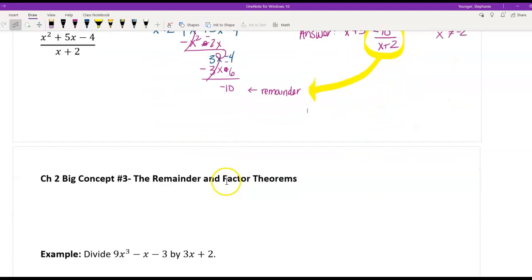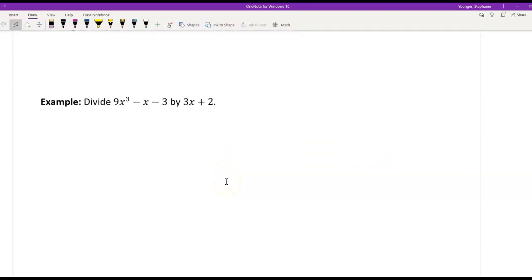All right, let's keep going. Let's do another example. We're going to divide 9x cubed minus x minus 3 by the quantity 3x plus 2. So here we have the 3x plus 2. We have our 9x cubed. Now notice I went from a cube to an x. What are we missing? If you said x squared, you're absolutely correct. So we need to make sure we are accounting for that x squared. So we're going to make sure we have 0x squared, and then we continue on with that polynomial of minus x minus 3.